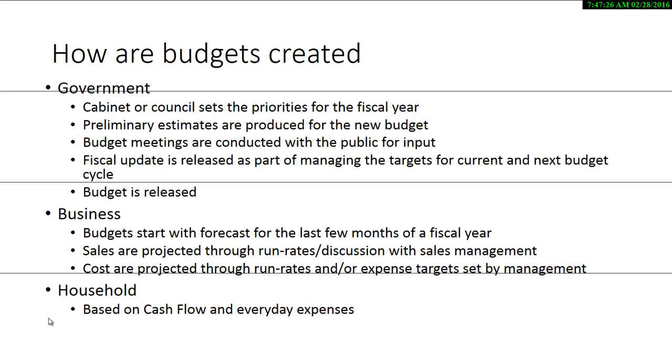In the business case, they actually get together with the stakeholders, from the general sales managers to the various departmental managers, and they give them their budgets, and they have to build up that budget based on the assumptions and the targets for those things.